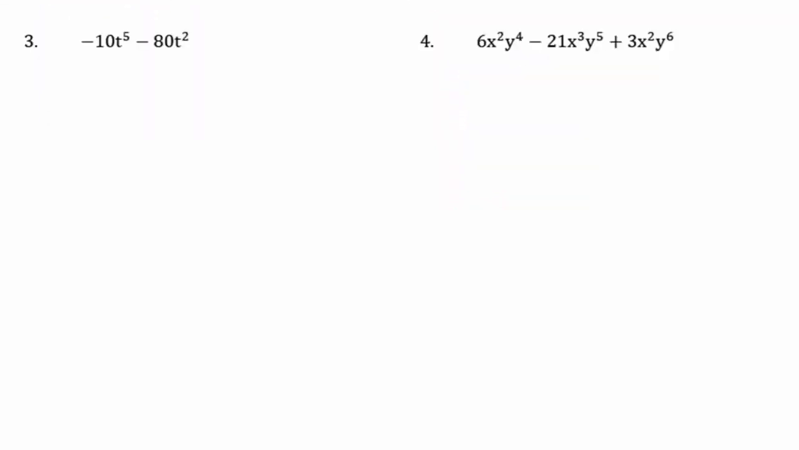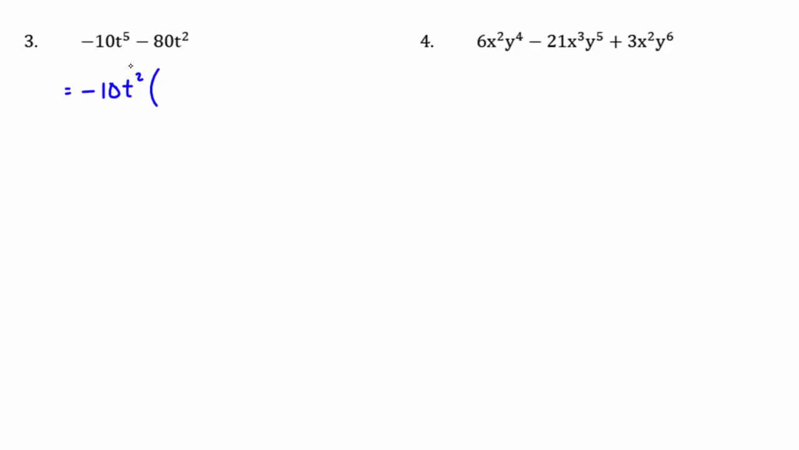For number 3. First off, is there a GCF in here? And I see a GCF, but also remember the highest term here is negative. And so I'll factor out a negative. They both have a factor of 10. And they both have 2t, so I'll factor out a t squared from this as well.